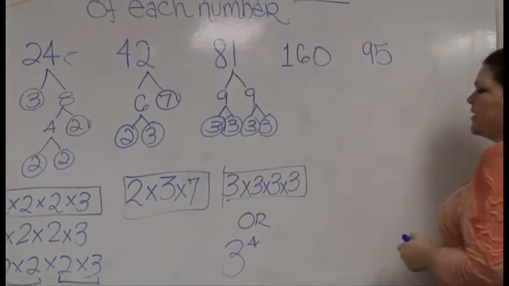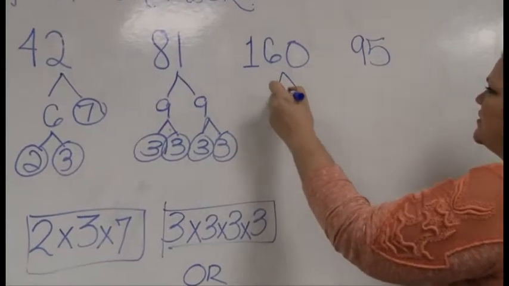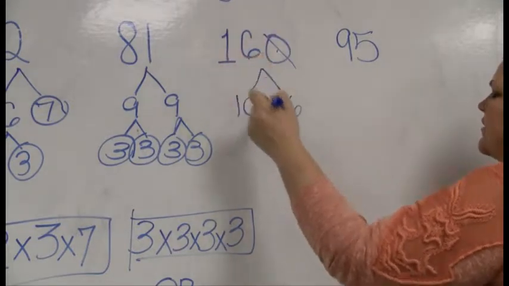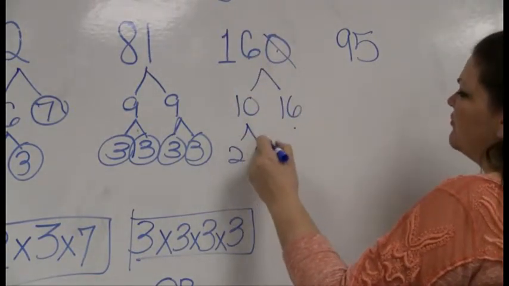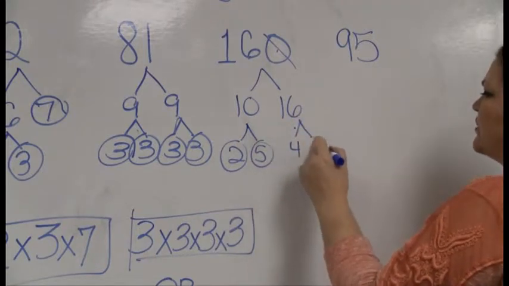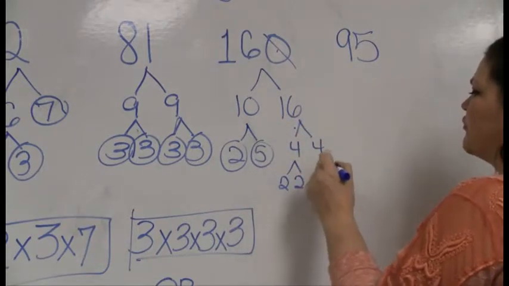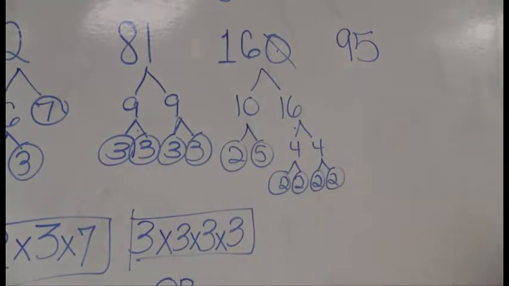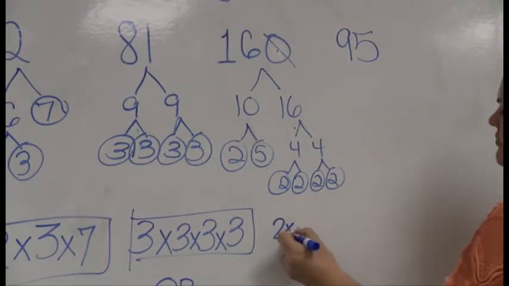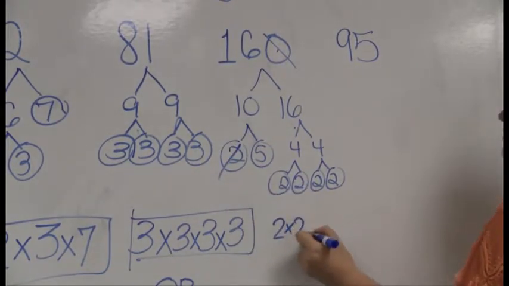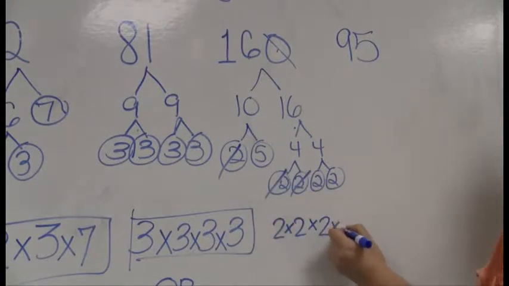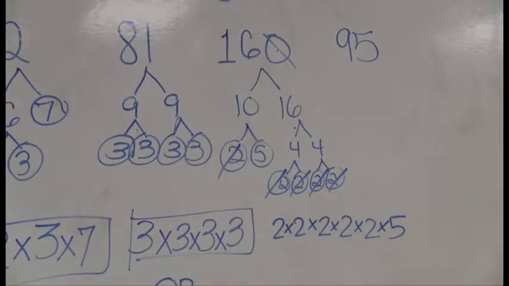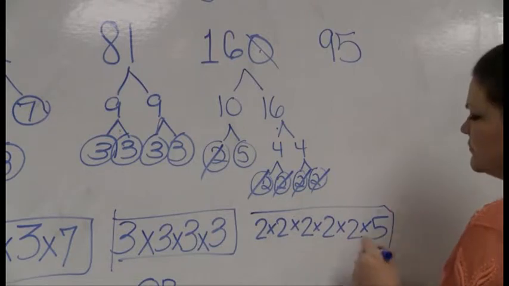Okay, let's do 160. Again, I'd like you guys not to panic when there's a 0 on the end. We know there's a 10 in there. The other number must be a 16, okay? 10 is made of 2 and 5. 16 is the same as 4 times 4, but 4's are made of 2's. Okay, that's a lot of 2's. So when we go to type this answer into Quizlet, we've got 2 times 2 times 2 times 2 times 5. Holy moly, I got long. But that is the answer.